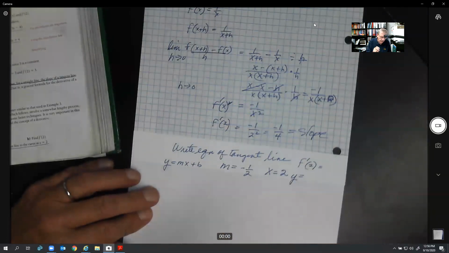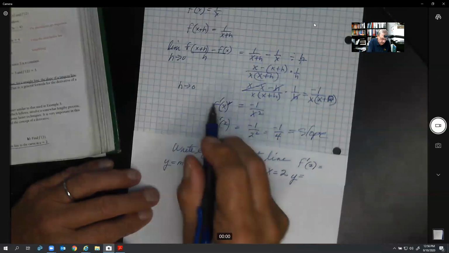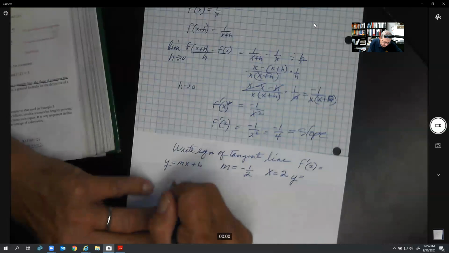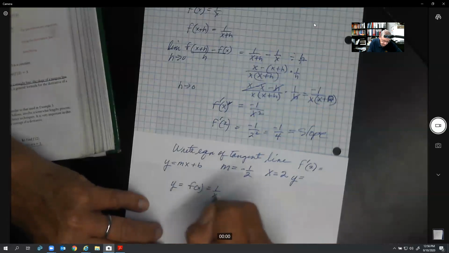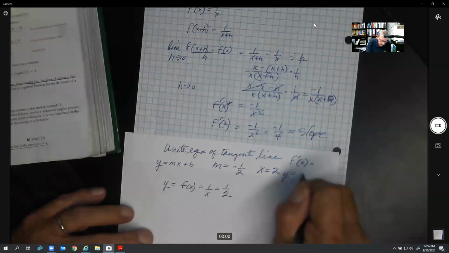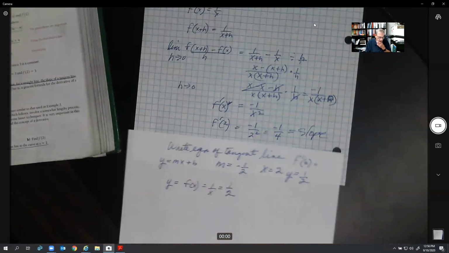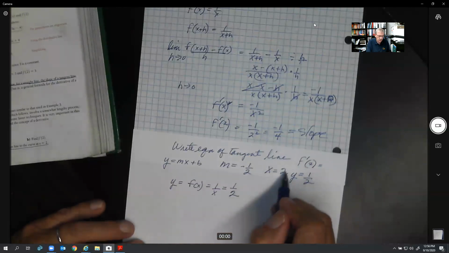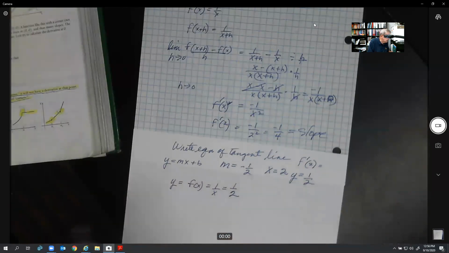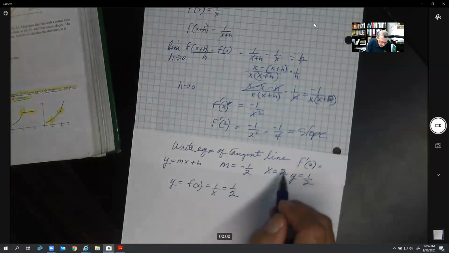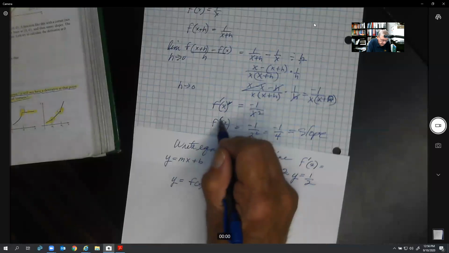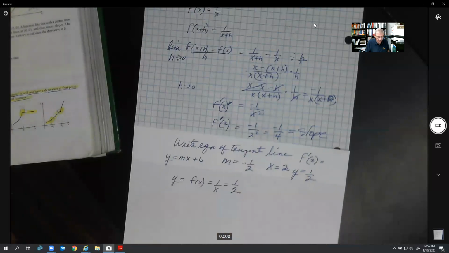When we're looking for y, we always go to the very first problem. To find y, we're going to go to the original problem, f of x, which was 1 over x. So if we put a 2 in there, y is 1/2. So now we have y. This was our value of x. We substituted into the original problem, and that gives us our value of y. And then we substitute this 2 into our first derivative, and that gives us the value of our slope.